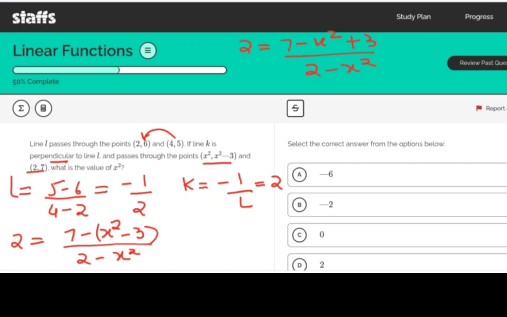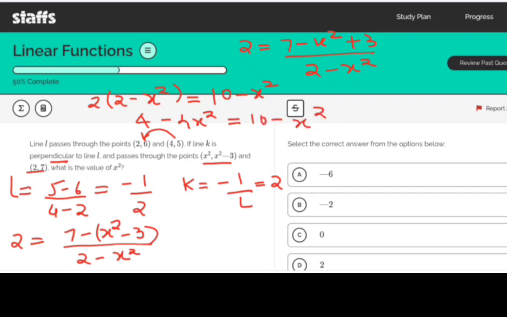Now the next thing you can do is just cross multiply. So 2 multiplied by 2 minus x square is equal to 7 plus 3, which is 10, minus x square. Opening the brackets, we get 4 minus 2x square equals 10 minus x square.